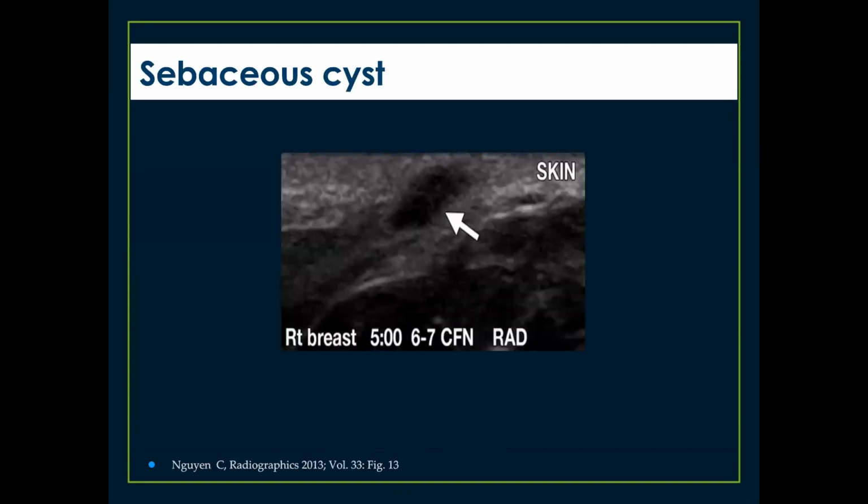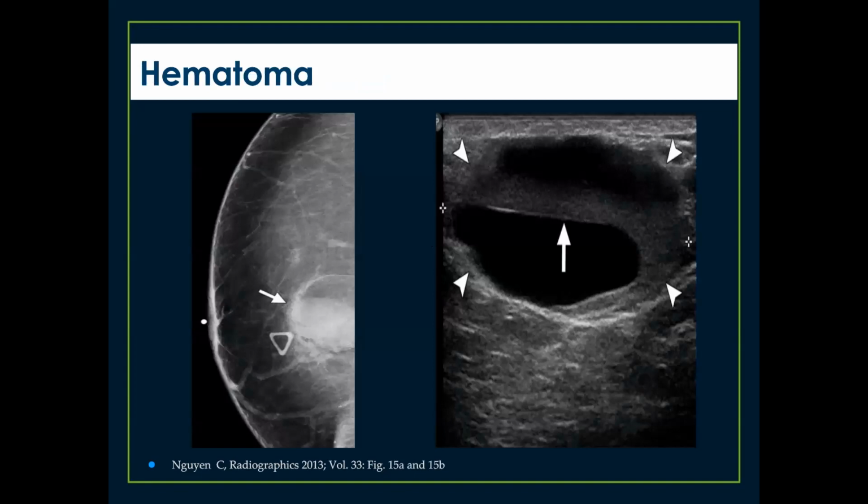Here's an example of a sebaceous cyst, very commonly seen in the axillary region, but can be seen anywhere in the chest. The cyst is typically within the skin, but may be subdermal and have a tract extending through the skin to the skin surface. Here's an example of a hematoma. There's a fluid level seen on both the mammogram and the ultrasound, depicting the various stages of blood clotting.